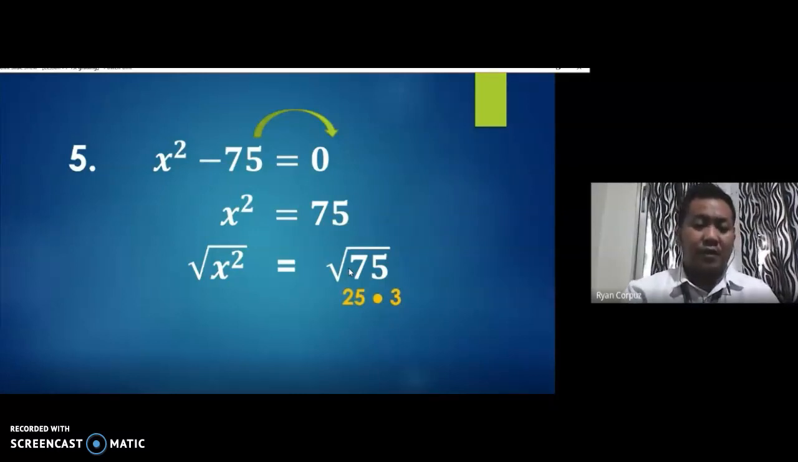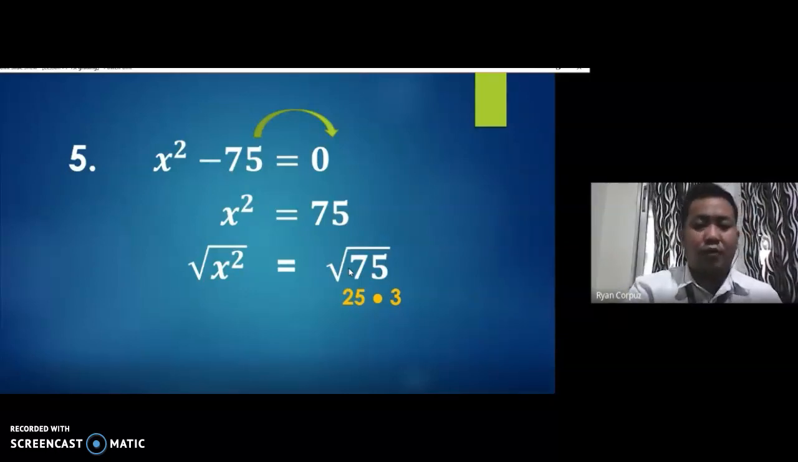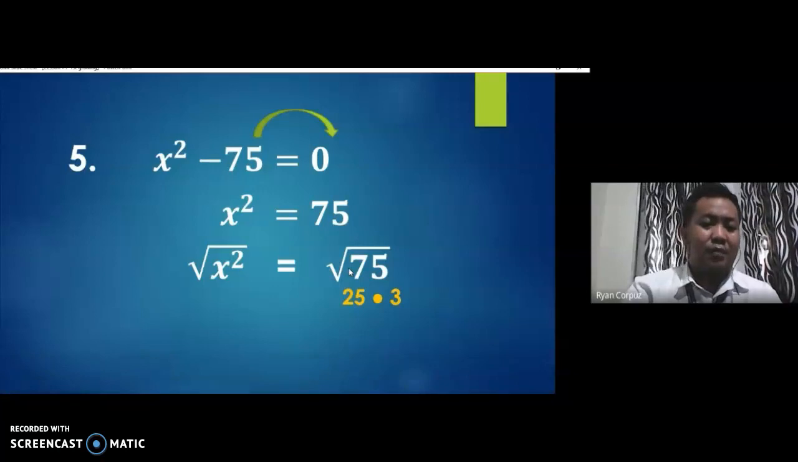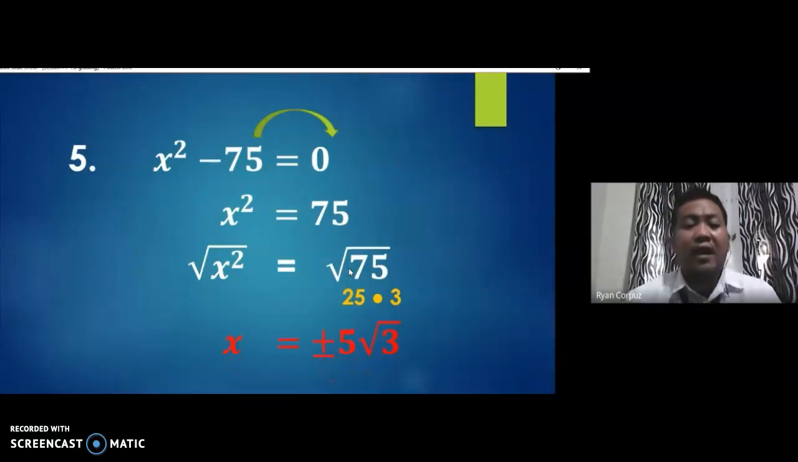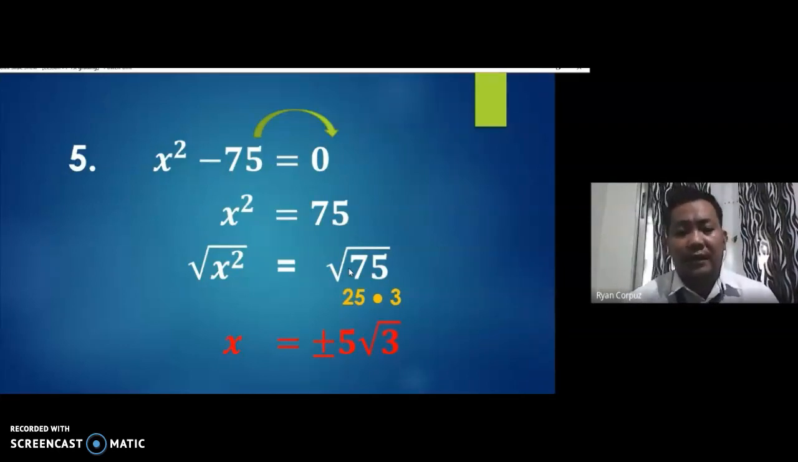So 25 now is a perfect square. We know that the square root of 25 is positive 5 and negative 5. Then since 3 is a prime number and there are no factors of 3 that are a perfect square other than 1, 3 will be left inside the square root sign. So we come up with an answer which is x is equal to positive negative 5 square root of 3. I hope you understood that.